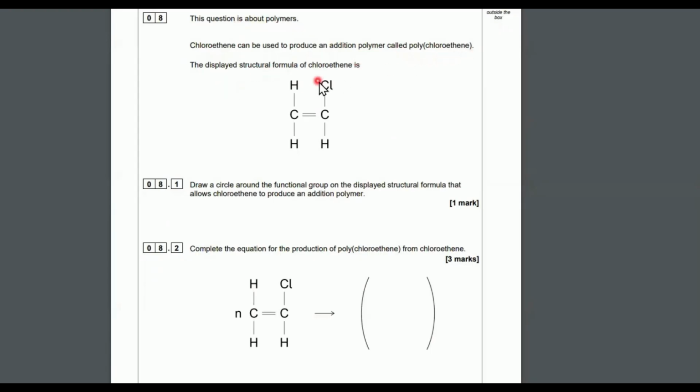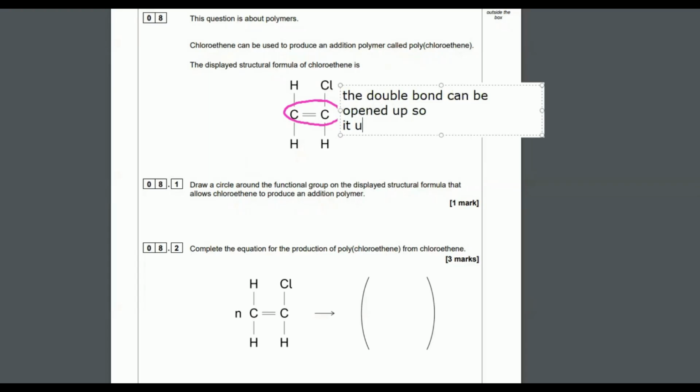This question is about polymers. Chloroethene can be used to produce an addition polymer called polychloroethene. The displayed structural formula of chloroethene is here. Draw a circle around the functional group that allows it to become an addition polymer. The key here in this monomer is that it has a double bond. Monomers are unsaturated. Often alkenes are unsaturated as well and have double bonds, and that means they can undergo addition reactions by opening up.